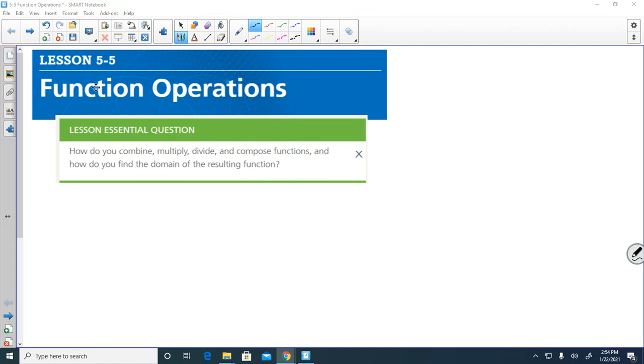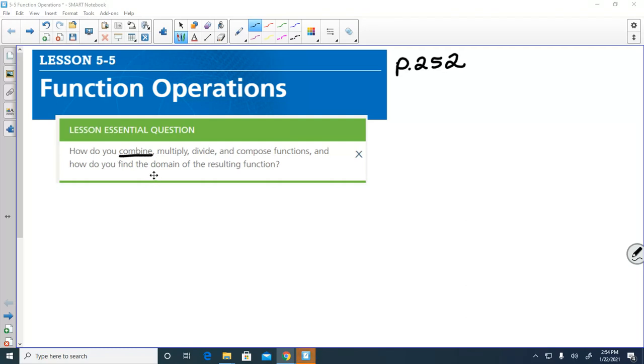Today we're going to talk about 5-5 function operations. And in your workbook you'll find these notes start on page 252. So we're going to be doing something called function operations, which means we'll take functions and combine them through addition and subtraction. That's what they mean by combine.